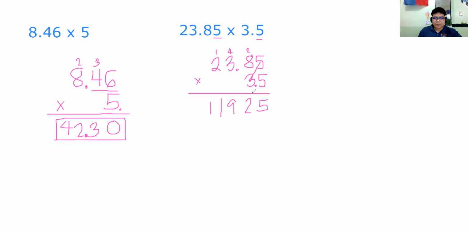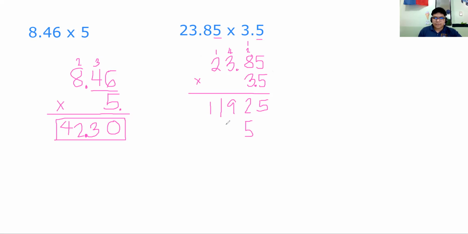Next, we multiply by 3. So 5 times 3 is 15. See, you're going to have to put 1 there. So if you have no space there, it's going to be a big headache for you. So make sure you have space on top when you are multiplying by many-digit numbers.